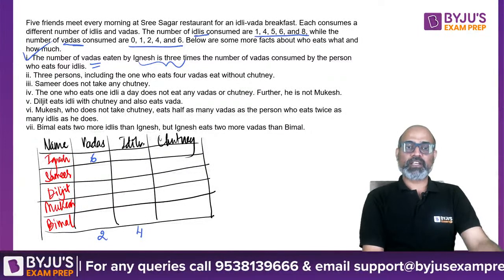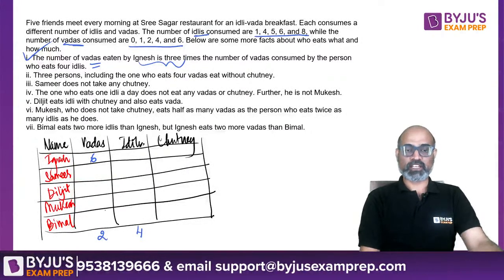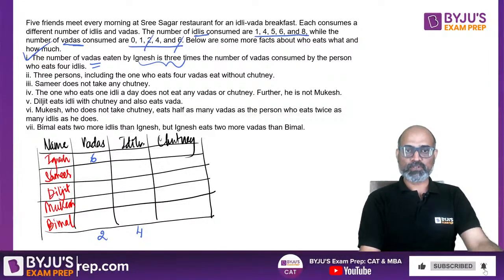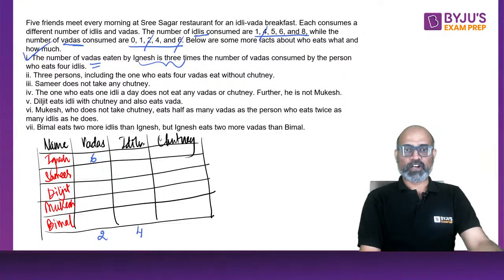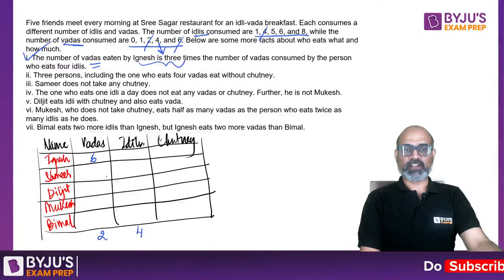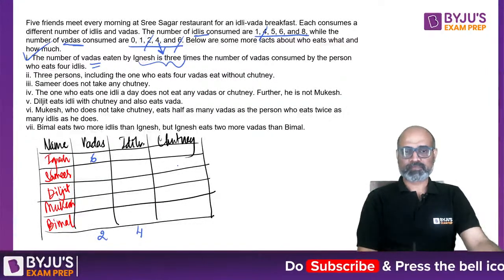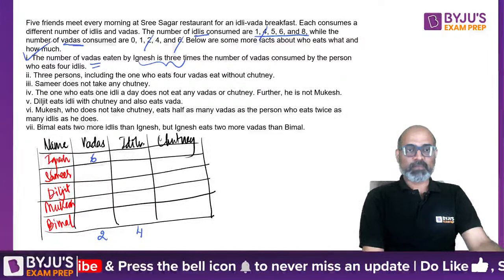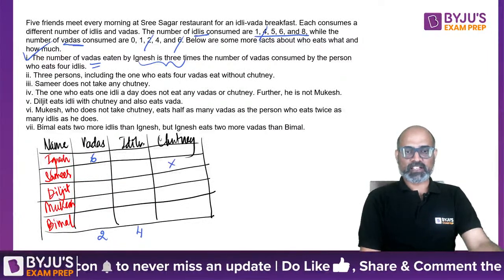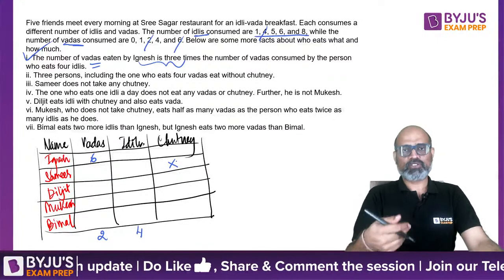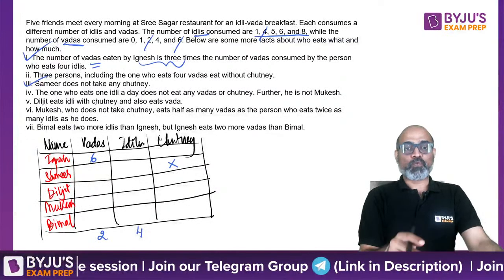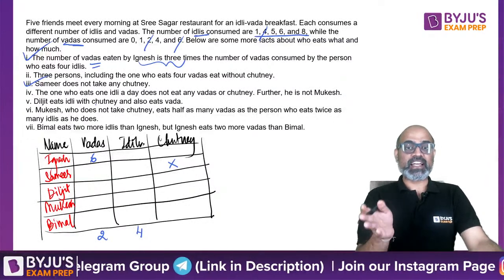3 persons including the one who eats 4 vadas. So there is somebody who eats 4 vadas also, no? Okay, 6 has been used. 2 has been used. 4 has been used. So someone who eats 4 vadas eats without chutney. Who is that person? Don't know. So let's leave it. Next, Samir does not take any chutney. Samir does not take any chutney. I'll put a cross. It's not about quantity, so a cross will do. Done with third.